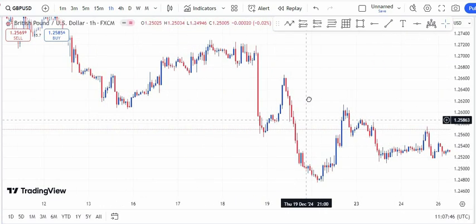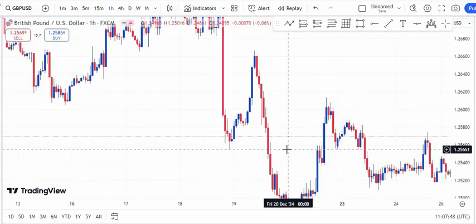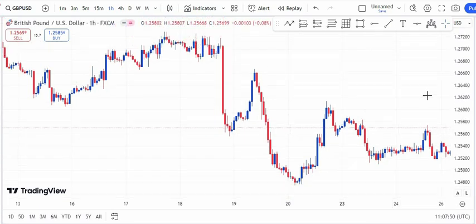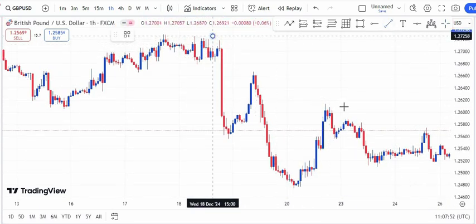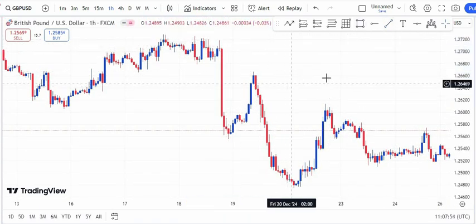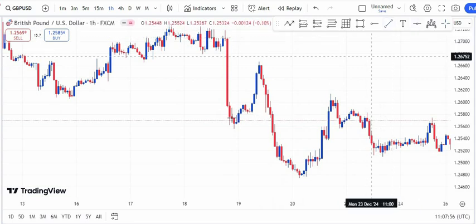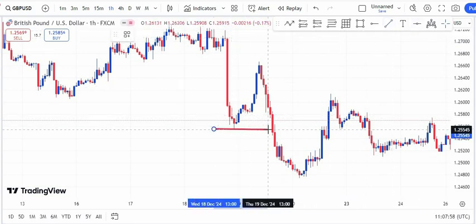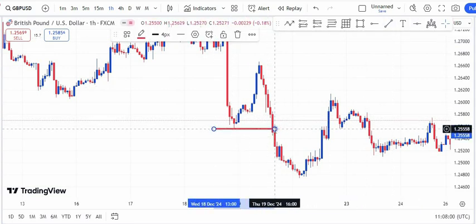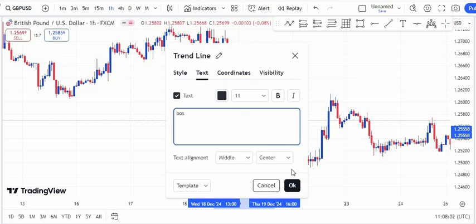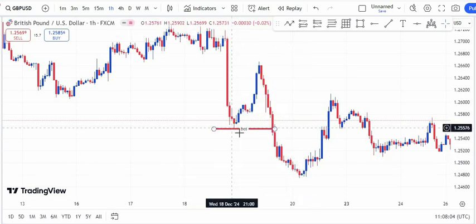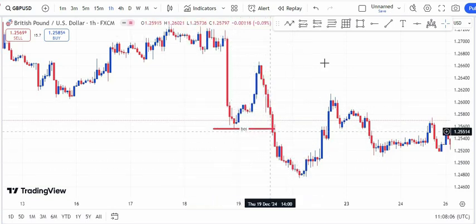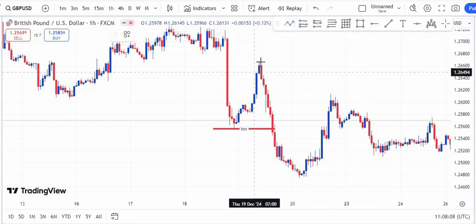Now, like right here, we have the what? The first thing to look for is the trend. As you all can see, this is the downtrend. Right now, the second thing to look out for is the break of structure. This is where the break of structure is. Previously, this was where the break of structure happened.